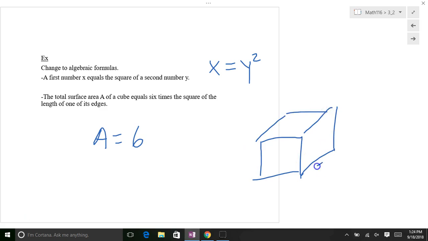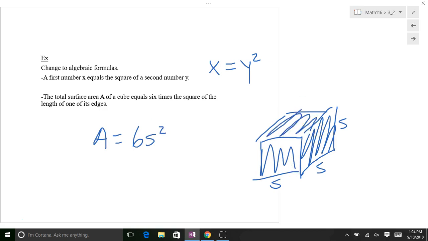If you call one of these lengths S, and you're finding surface area, that's like how much paint do you have, right? One of those sides would be S times S. So S squared, but there's 6 of them, right? 6 of those S squares. There's 6 of those faces if you were to count them all up. Bottom, back, and the left-hand side, you got all 6 there, if you're adding them up. So the area A is 6 times the square of the length of one of its edges, which we're calling S.